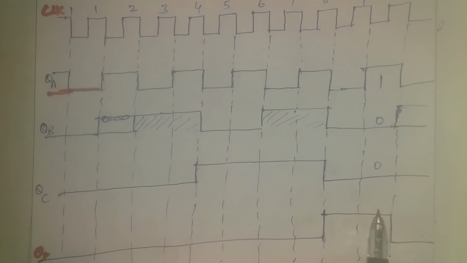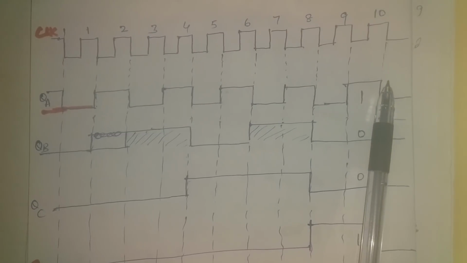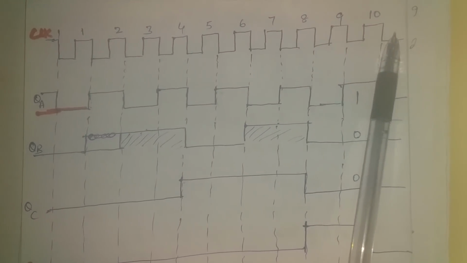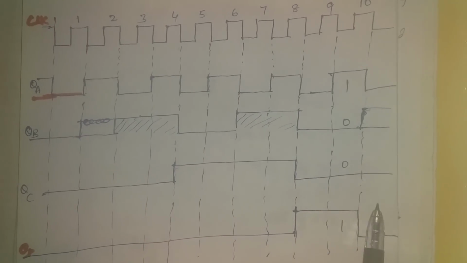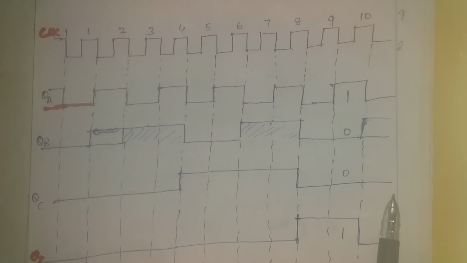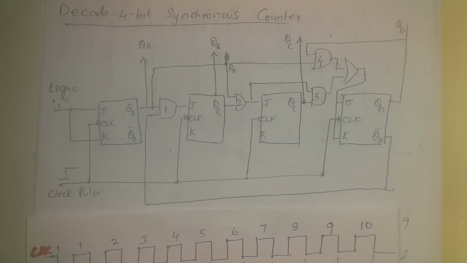And in the next state, at the negative edge, flip-flop D goes low. And since flip-flop A anyway toggles every pulse, at the negative edge of the next pulse, it goes 0. QB would continue to be 0. QC would continue to be 0. That's how we have designed a 4-bit decade synchronous counter.